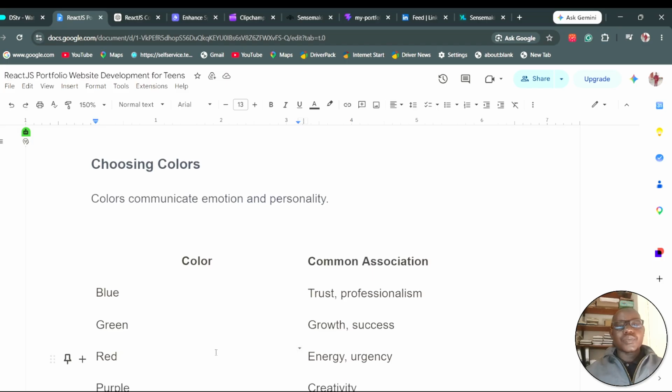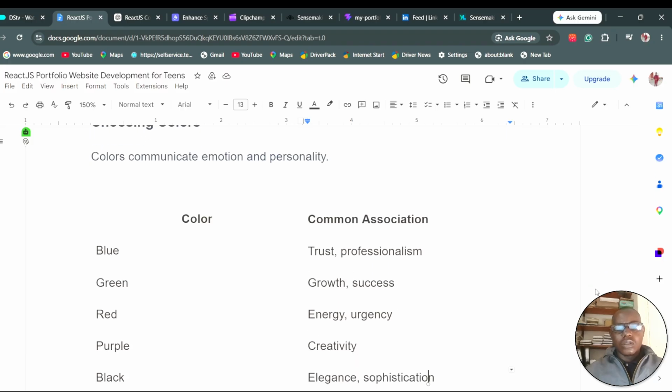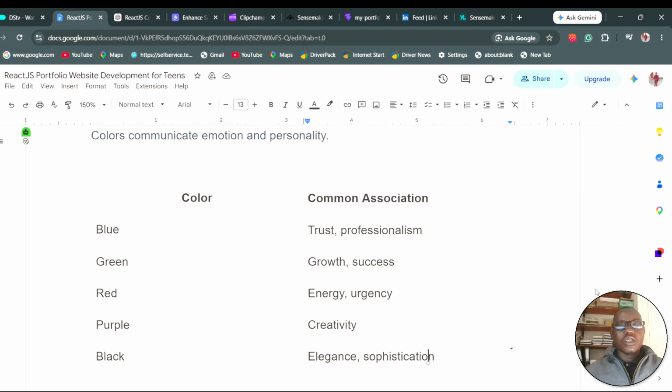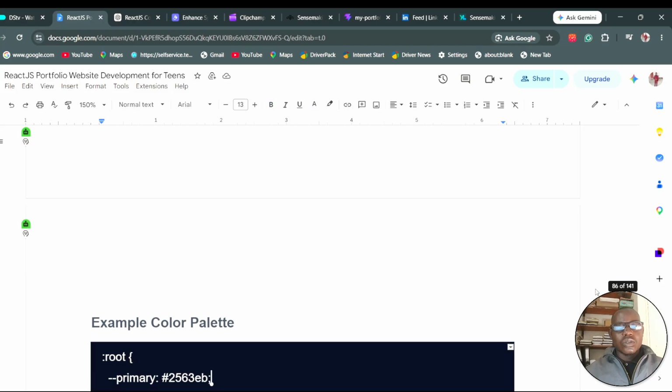So when choosing colors, we must not just choose them randomly, but choose them with the knowledge that colors communicate emotions and personality. Let's take a few examples of the colors we have. Blue represents trust and professionalism. Green, growth and success. Red, energy, agency. Purple, creativity, elegance, sophistication.